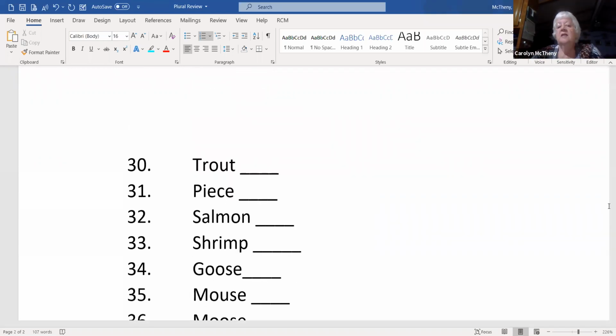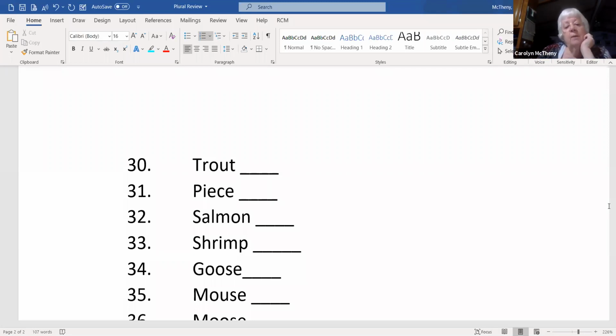Okay, this is another tricky word, and it's a fish. It's a trout. Trout is singular and it is plural. You don't say trouts. Trout is just singular and it is plural. So how do we, if we're in a restaurant, how would we order if we wanted more than one piece of trout?